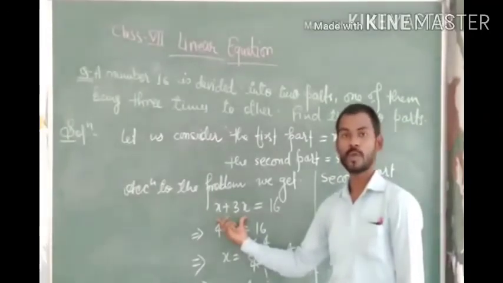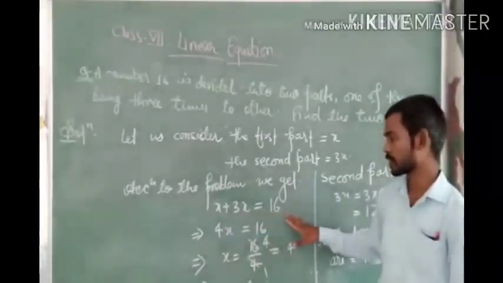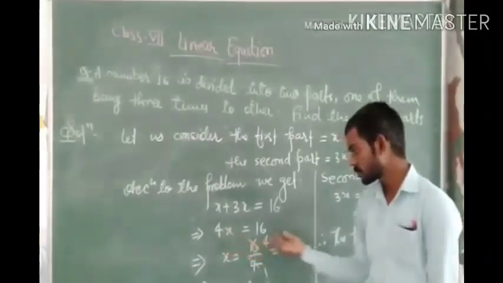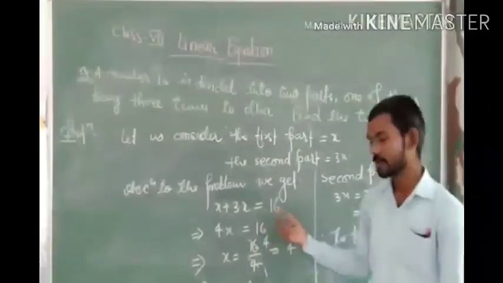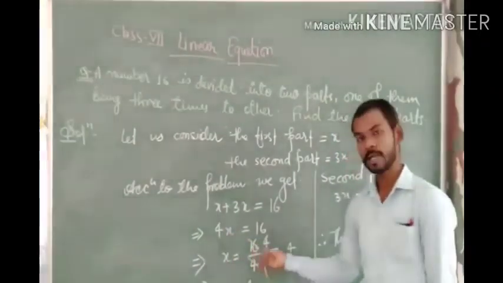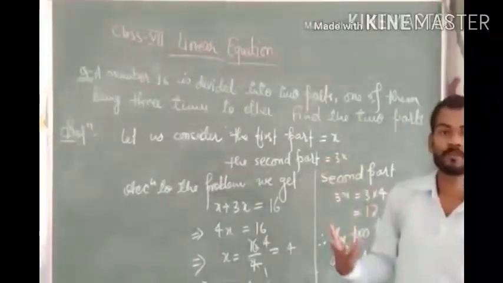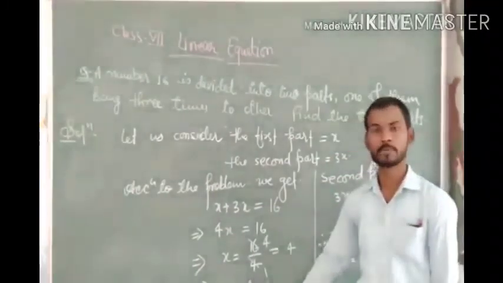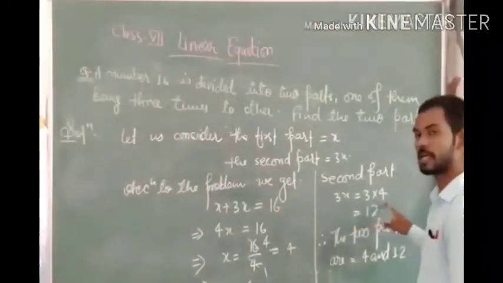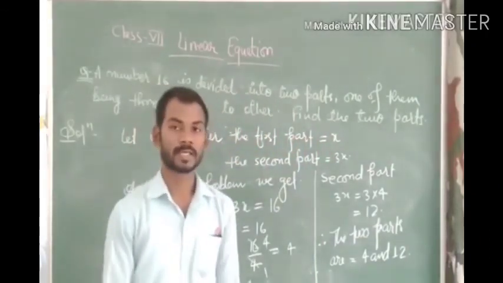These are the two parts, so when we combine them, we get 16. So x plus 3x is equal to 16. Adding x and 3x, we get 4x, and 4x is equal to 16. When 4 crosses the equal sign and goes to the right hand side, it becomes divided because 4 is multiplied by x. So we get x is equal to 16 upon 4, and after solving we get x is equal to 4. In the starting we supposed the first part is x, so the first part is 4, and the second part is 3x. So 3x is equal to 3 multiplied by 4, and this is equal to 12. These are the two parts: 4 and 12 are the parts of 16.